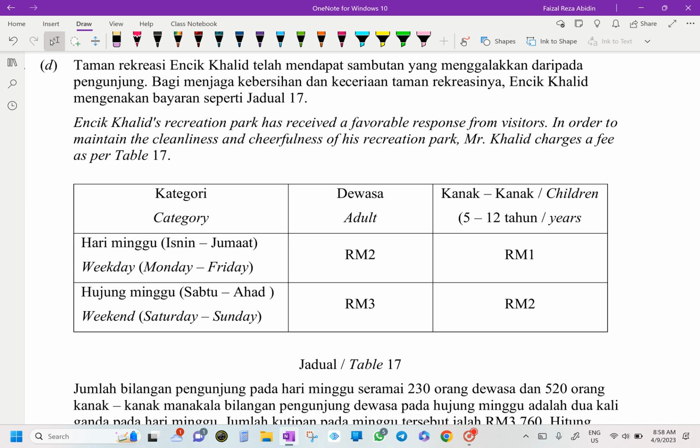Okay. We look at the last question for our PS2 here. Encik Khalid Recreation Park has received a favorable response from visitors. In order to maintain the cleanliness and cheerfulness of his recreation park, Mr. Khalid charged a fee as per table 17. Weekday, adult 2 ringgit. Children 5 to 12 years 1 ringgit. Weekend, adult 3 ringgit. The children 5 to 12 years is going to be 2 ringgit.